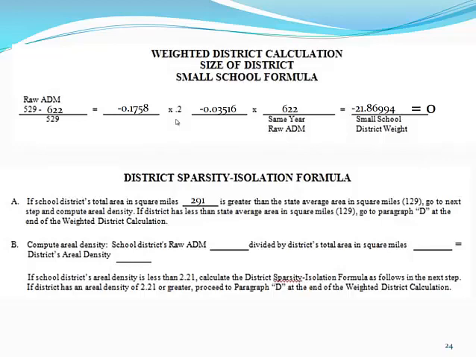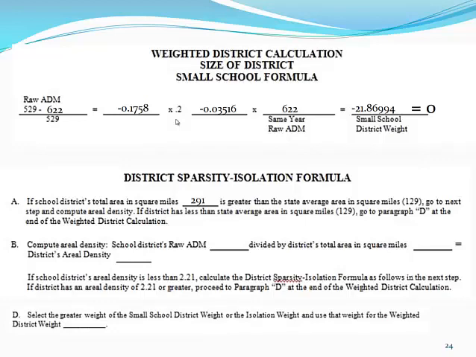So we've made it through part A, so now we're going to go to B, because A said if your district is greater than the average, go to part B, and we do that. So 291 is greater than 129. So let's go to part B. In part B, our density, we take our raw ADM of 622 divided by our total square miles of 291. Our density is 2.137. In other words, we have 2.137 students per square mile in our district.